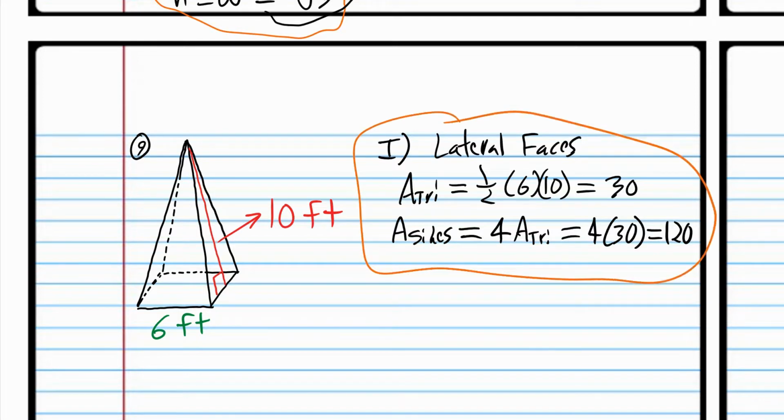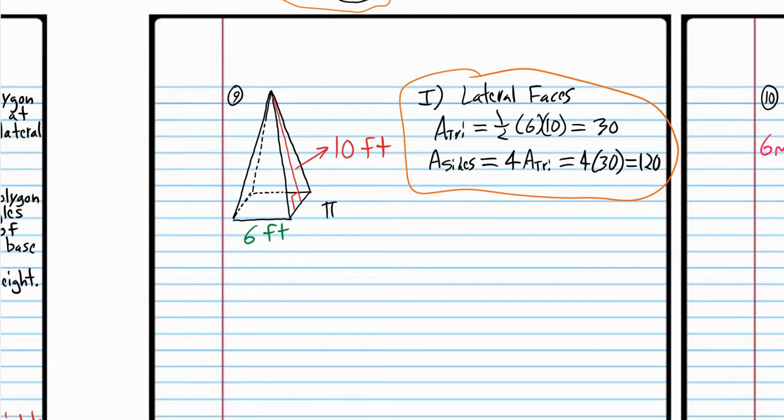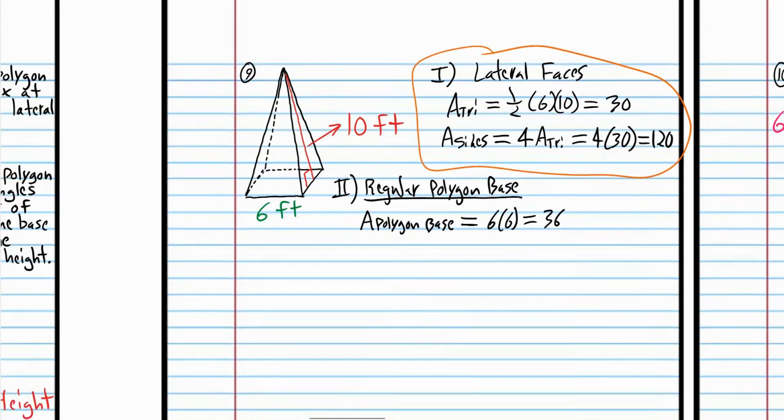Now the base is going to be even easier. So we want the area of the regular polygon base, and that is just going to be 6 times 6. Probably should use parentheses. 6 times 6, which is 36.